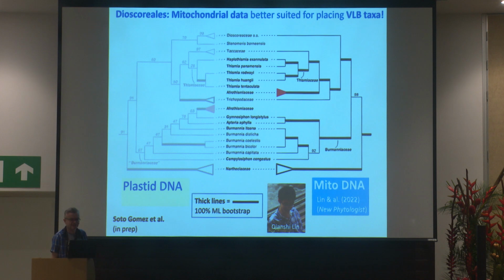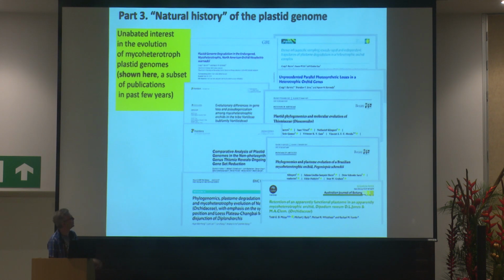So having said that, I think that we are going to continue to use the plastid genome because it does work well if the lineages are not very long branch, but there's also very interesting information about their evolution. And I think this will continue. People will be collecting additional lineages of mycoheterotrophic plants. Here's a kind of selection of a few papers that have come out very recently.